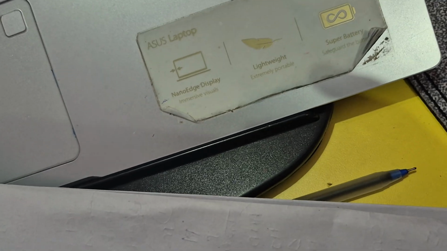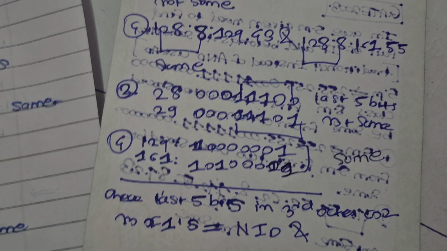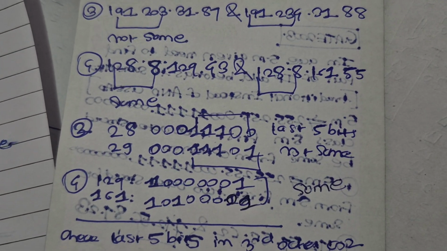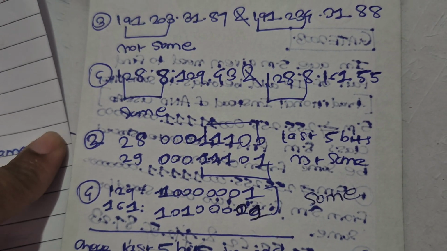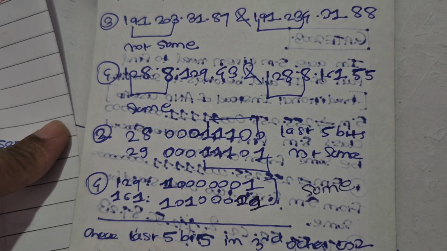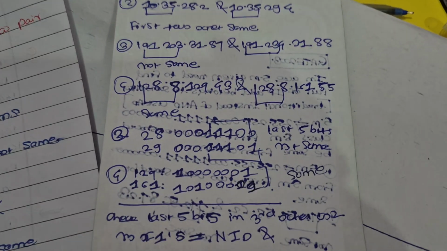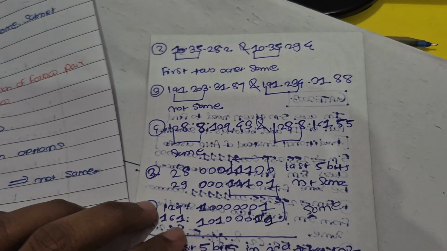So that's why the last 5 bits should be the same from these 2 options that we are getting, where the first 2 octets were the same. So here the last 5 bits are not the same after converting 28 and 29 into binary, so this option gets eliminated. And after converting 129 and 161 into binary, the last 5 bits are the same, so this is the answer.